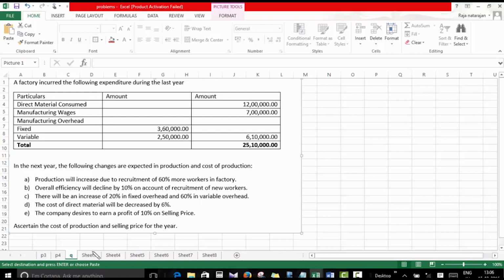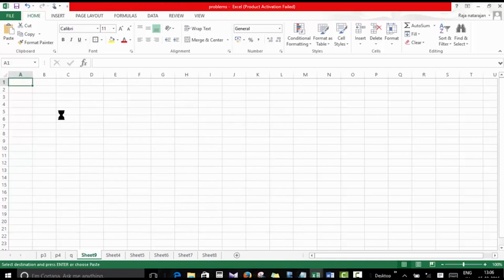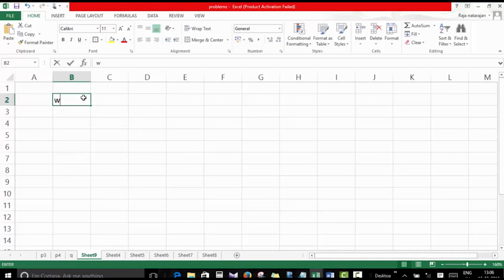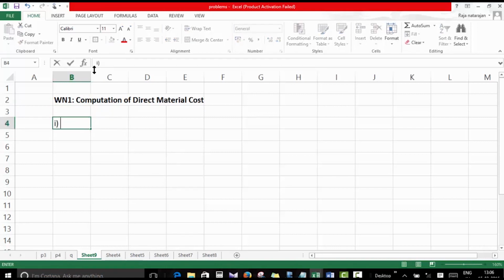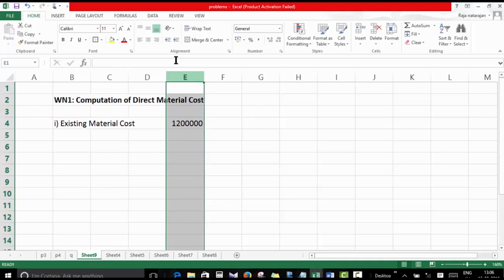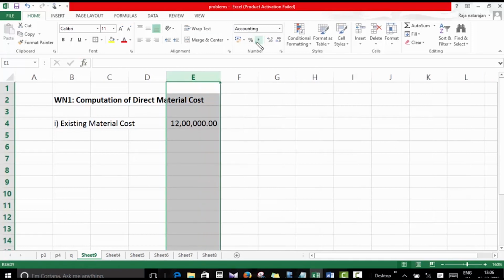Okay, so we'll have a working note. We'll have working note 1, computation of direct material cost. In that you will have the existing cost. First one, what is your existing material cost? That's going to be 12 lakhs. Then you will have to accommodate increase, right?